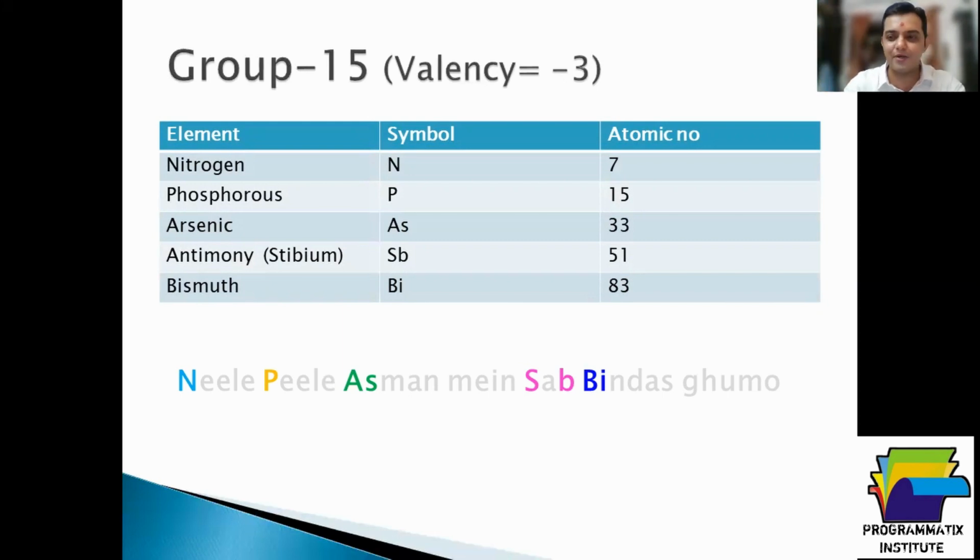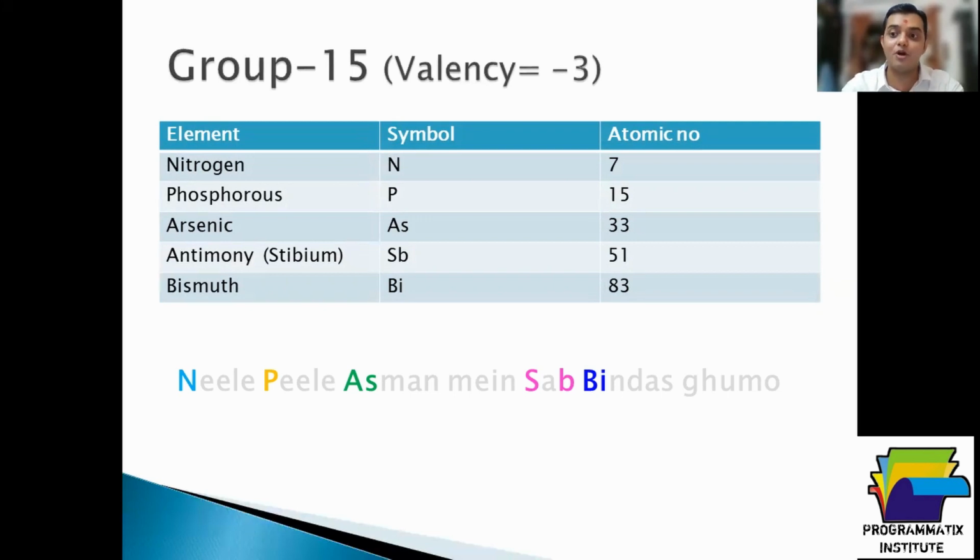Let's go to atomic number. You remember the atomic number shortcut? 1 time 8, 2 times 18, 1 time 32. Let's begin. You all know nitrogen is 7. 7 plus 8 is 15. 15 is the atomic number of phosphorus. 15 plus 18, if we count, it is 33.